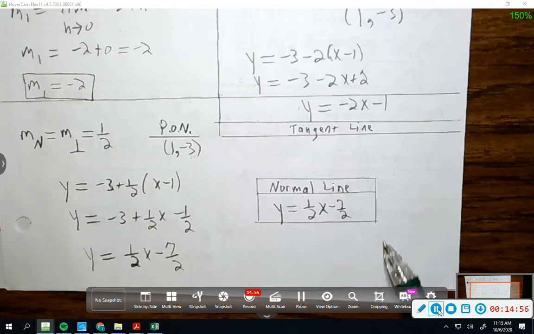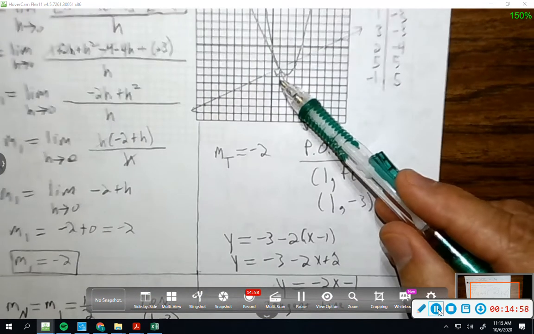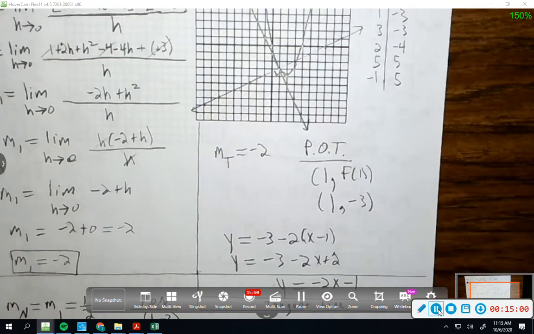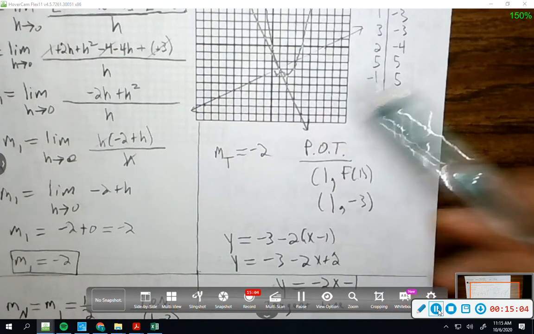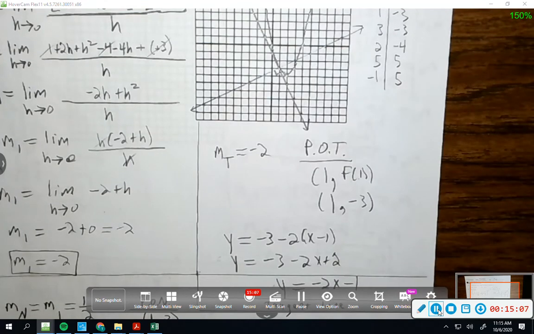Then come up and sketch those two lines showing that they are perpendicular at this point of tangency. You can just start at the point of tangency and count the slope out to graph it. That's the easiest way to do it. Just count the slope. Okay?